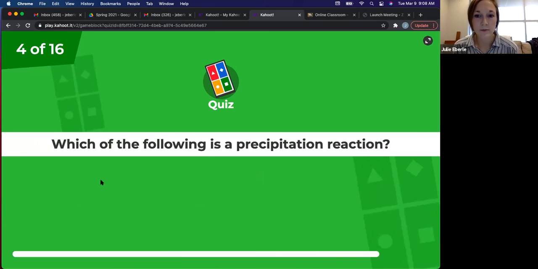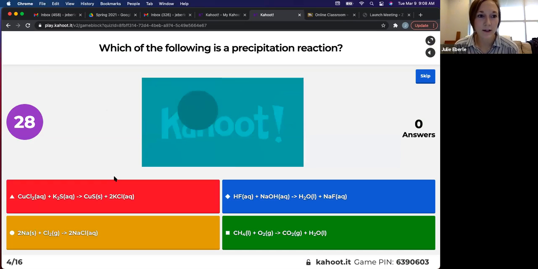Which of the following is a precipitation reaction? Okay. So the reason you only have 30 seconds here is because you should just look at the abbreviations. And you're looking for a reaction that has an abbreviation of what on the product side. If it's a precipitation reaction, it forms a solid. So which reaction has a solid on the product side? You should be able, 3, 2, get your answers in.